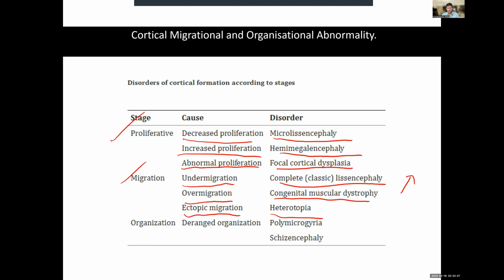In this case, we have both migrational and organizational abnormality, polymicrogyria and so on. We should always check for TORCH panel. Congenitally, TORCH is one reason, and perinatal hypoxia is one reason where you can get all these things.